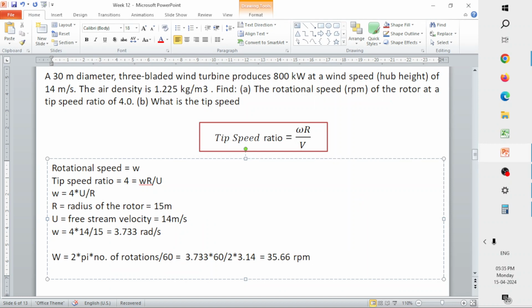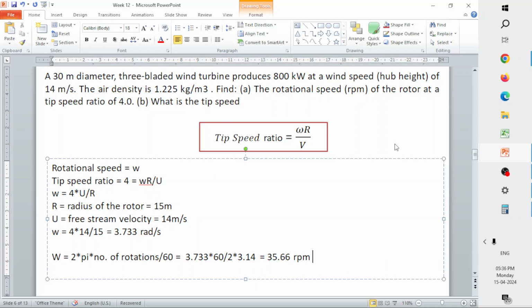If they are asking you to express the angular velocity in terms of radians per second, then it's just direct substitution. But if they are asking you to calculate the rotational speed in terms of RPM, then you need to express omega in terms of number of rotations, and then from there calculate the rotational speed in terms of RPM. After this they just ask for the tip speed.